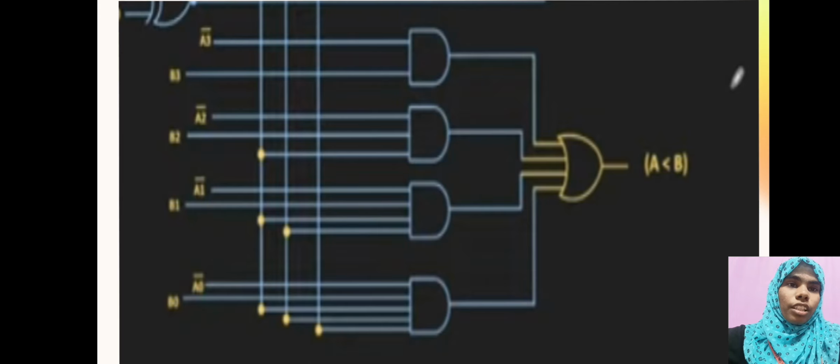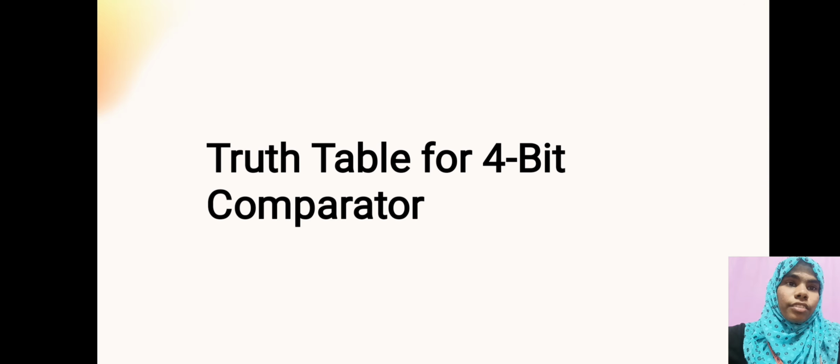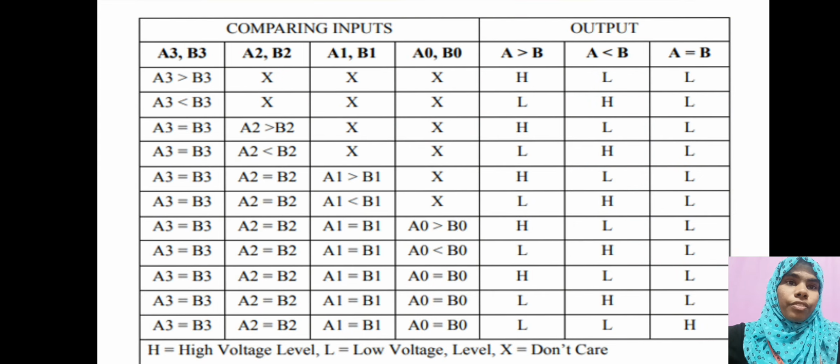And this is the A less than B logical diagram. Now the truth table for the 4-bit comparator. This is the truth table for the 4-bit comparator.